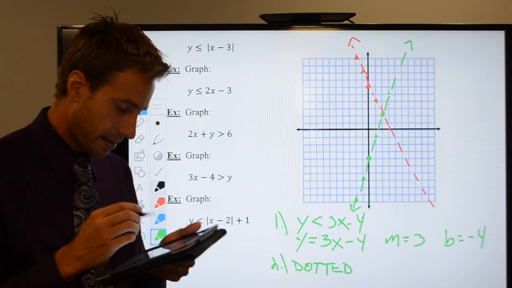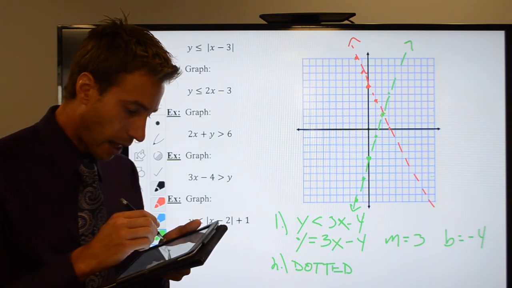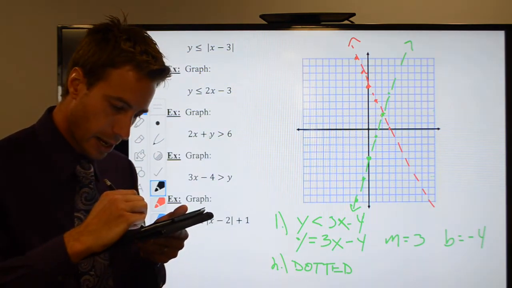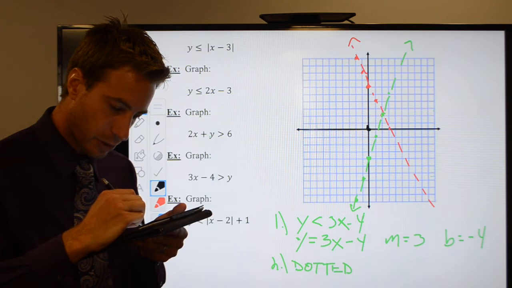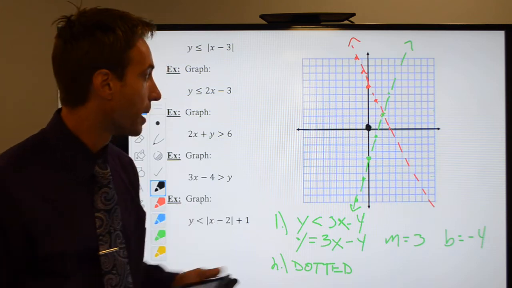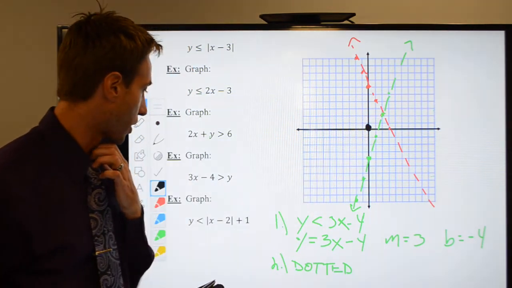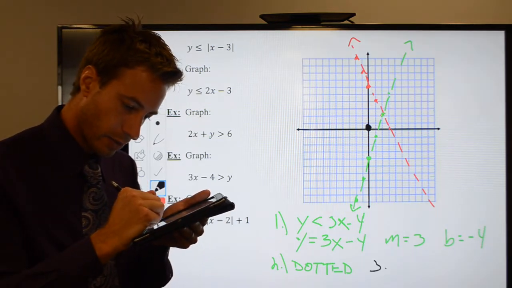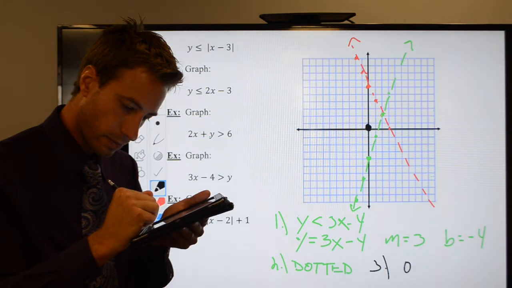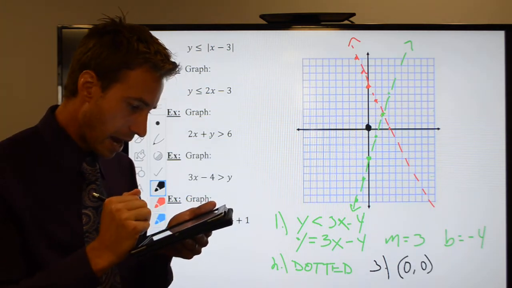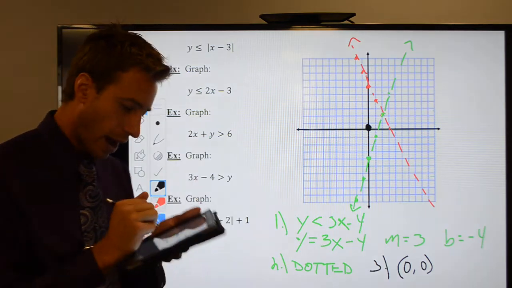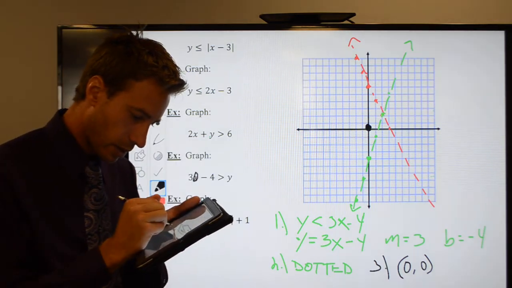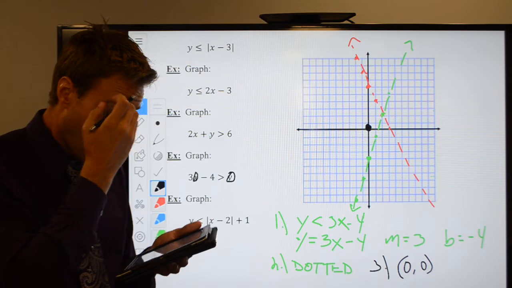And once again, I can choose a test point. 0, 0 is absolutely going to work. My line does not go through 0, 0, so I'm going to use that. So step number 3, I'm going to choose 0, 0, and I'm going to plug that in for x and y. So 0 and 0.